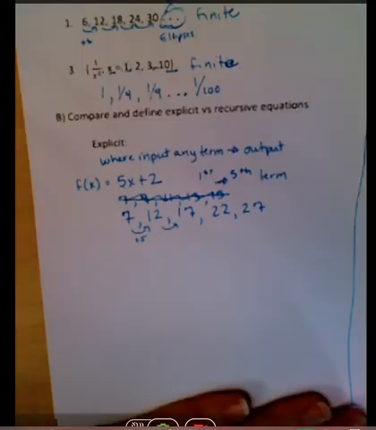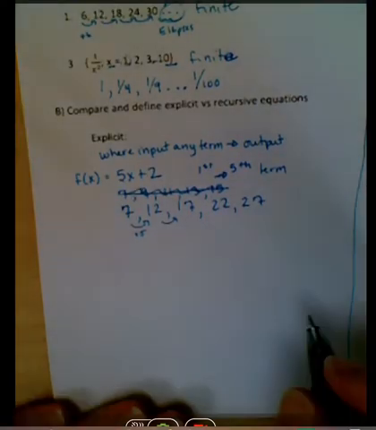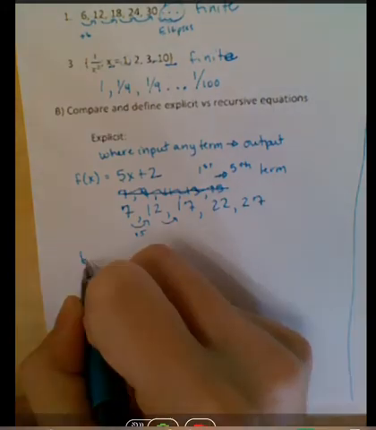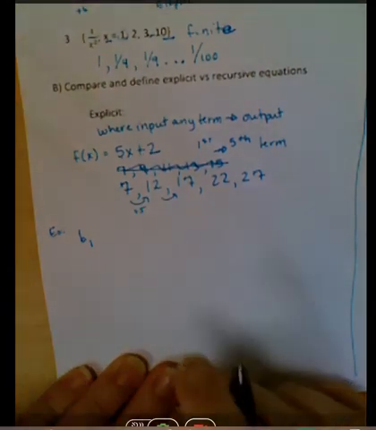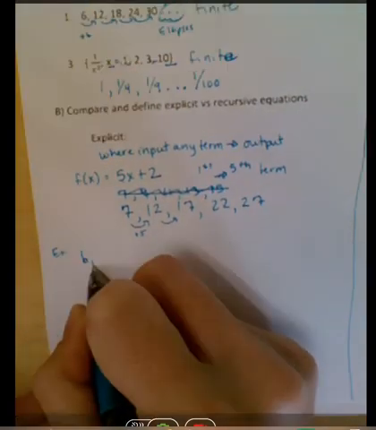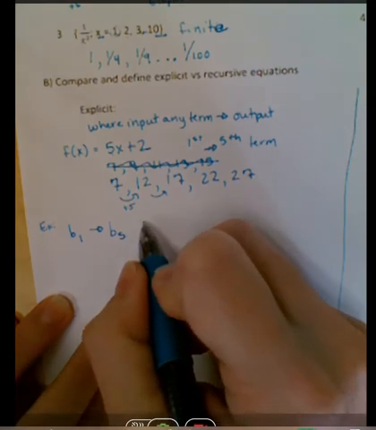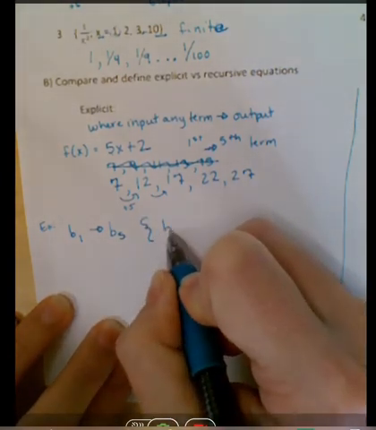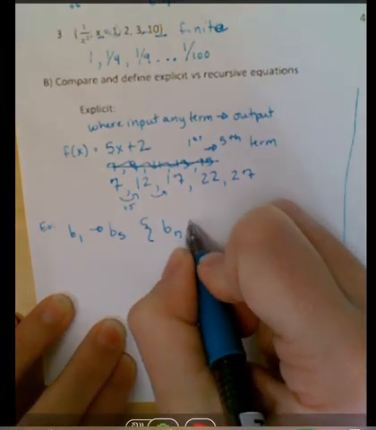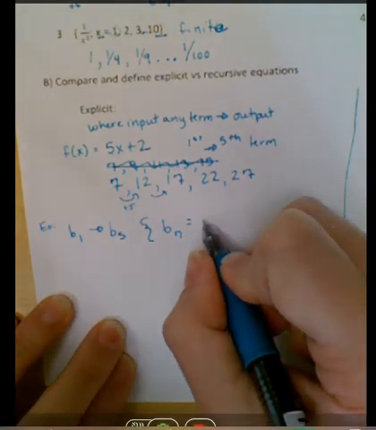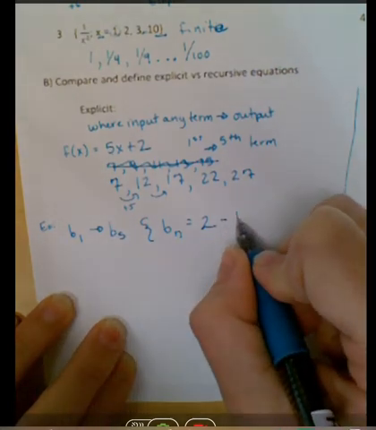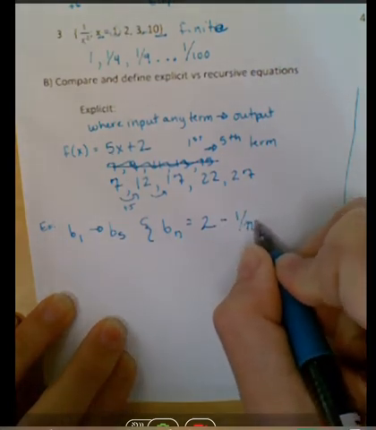So let's say one more example. Let's find b sub 1 through b sub 5 for the sequence where b sub n is defined by taking 2 and subtracting 1 over n squared.